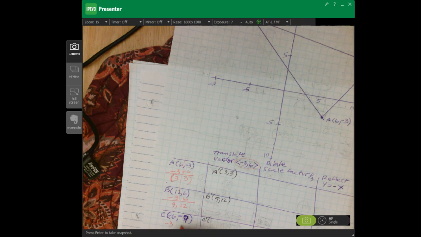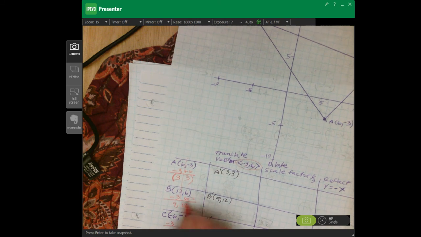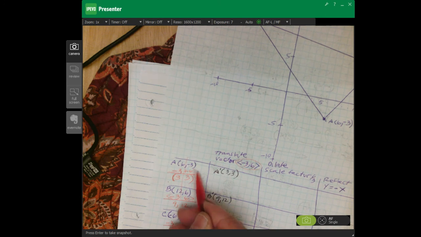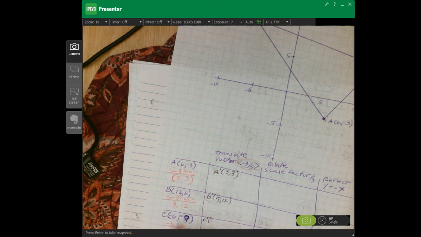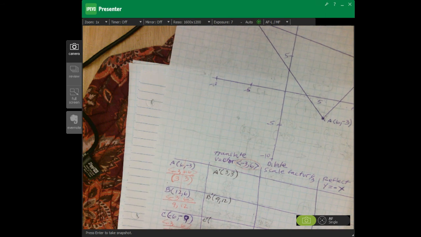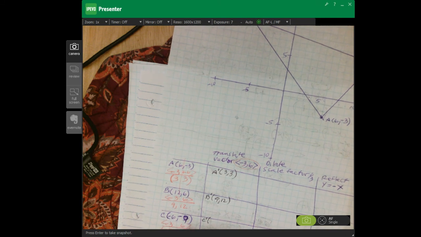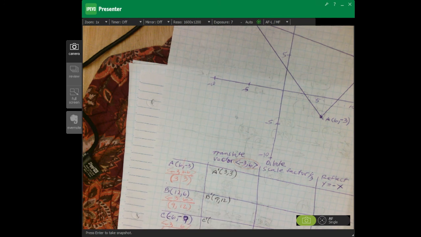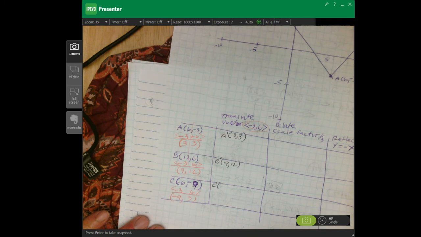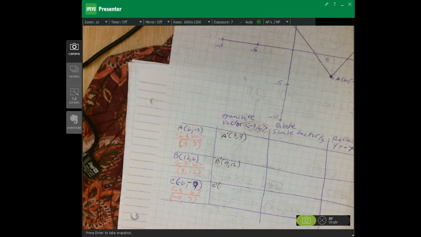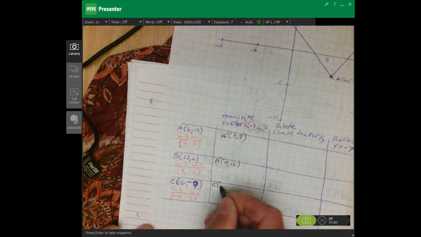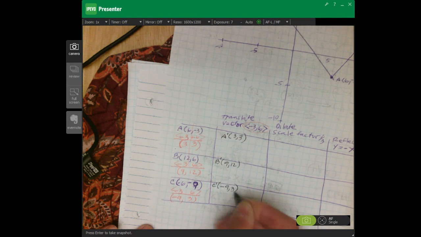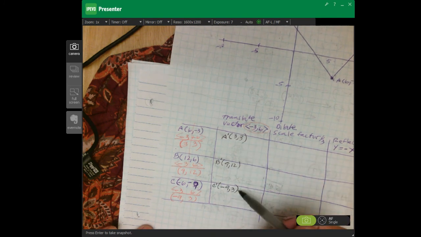Negative 3, 6. So remember, this was not a point. This is the vector we're applying. So negative 3 minus 3, negative 9. Negative 9 plus 6 is 3. And again, this is now a new point, a new location. And you can see it has parentheses, not these brackets. So it's negative 9, 3. So you do each of the 3 points.